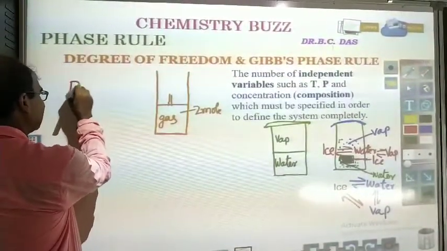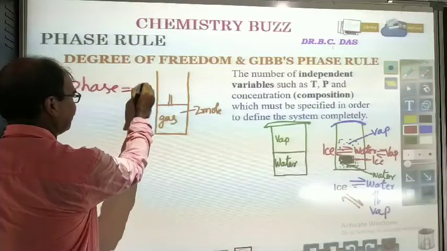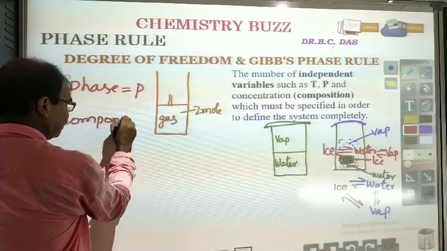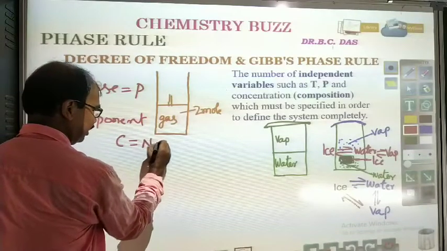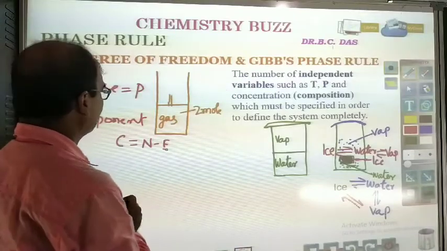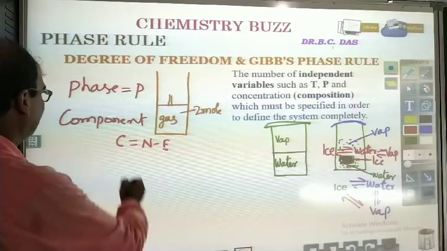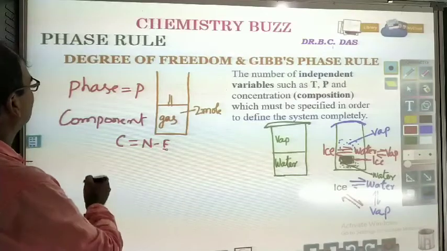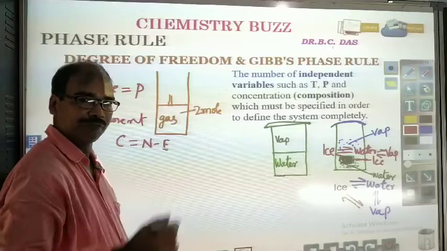The phase is designated as capital P, and component, designated as capital C, is equal to N minus E, the relation we have used for its computation. And today we will learn degree of freedom. The phase, component and degree of freedom are the basic fundamentals of the phase rule, basing upon which we can proceed deep into the chapter.